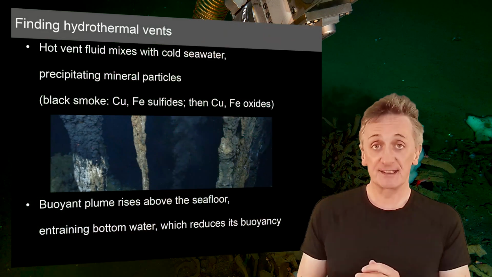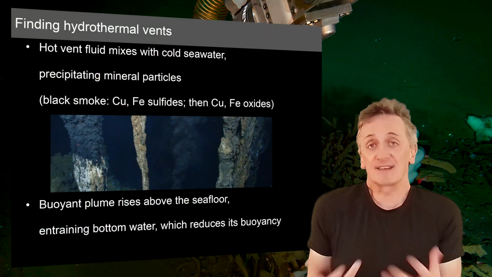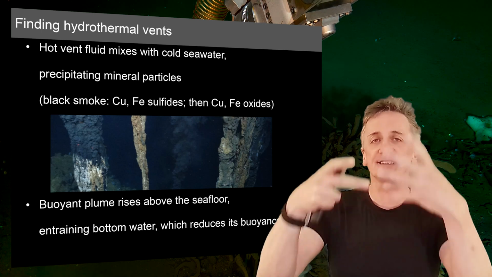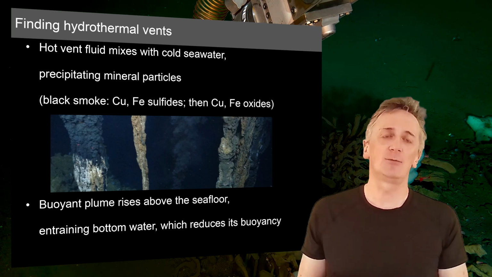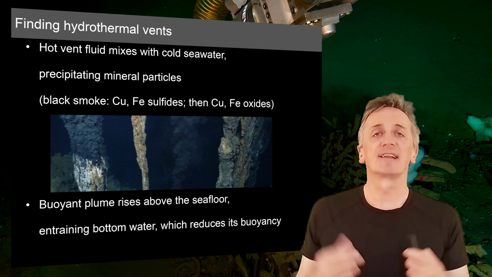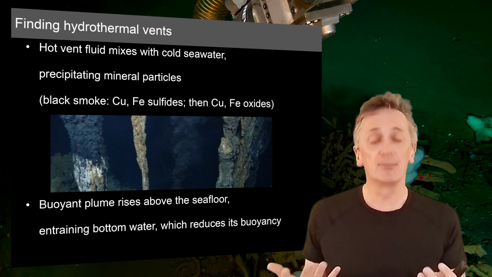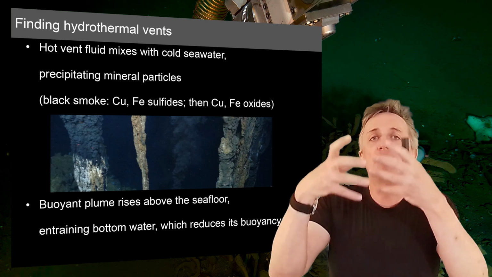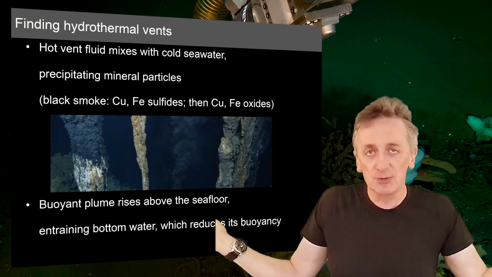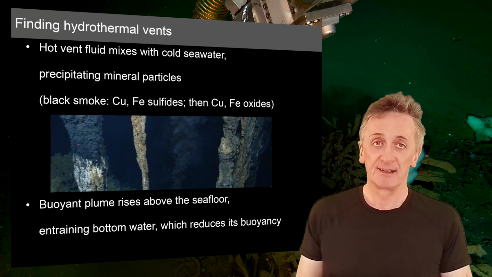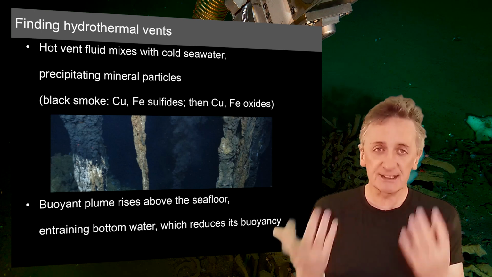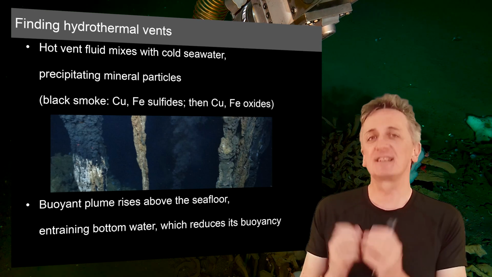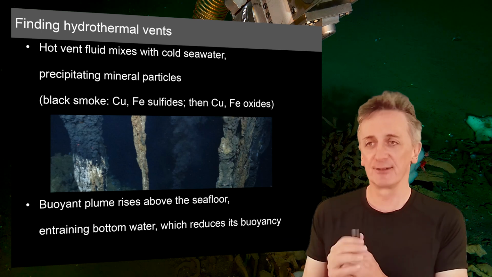So hot fluids coming out of hydrothermal vents, they're hot, they're buoyant, they rise. So there's a buoyant plume that rises up. But they're mixing with seawater as that's happening, and losing that buoyancy. And eventually they become the same buoyancy as the surrounding layer of ocean. And from a buoyant plume, they then start to spread out as what we call a neutrally buoyant plume. And that hot hydrothermal fluid is mixing with cold seawater, and mineral particles are precipitating out from the dissolved minerals that are in the vent fluid.